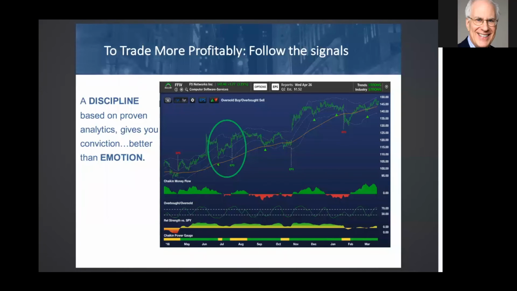It's not meant to pinpoint absolute tops and bottoms, but it very often does, particularly if the market is in the same direction. But the key is it's a disciplined way to enter a trade. And anytime you're trading with discipline instead of emotions, your percentage of wins is going to go up and your trading profits are going to multiply.